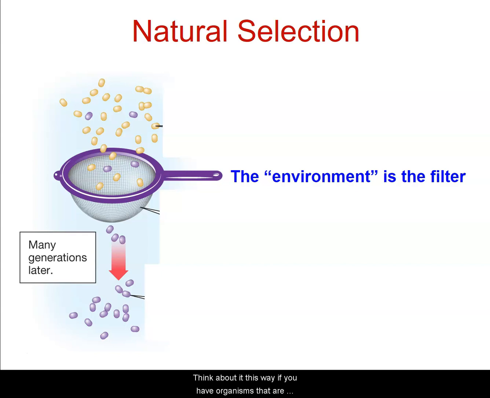Think about it this way. If you have organisms that are adapted to live in an aquatic environment, such as a lake or a river, if you take them out and put them on land, will they survive? No, because they need to be constantly wet. So they are not adapted to live currently in a terrestrial environment. So think about natural selection simply as the environment acting as a filter in order to change allele frequencies within a population.